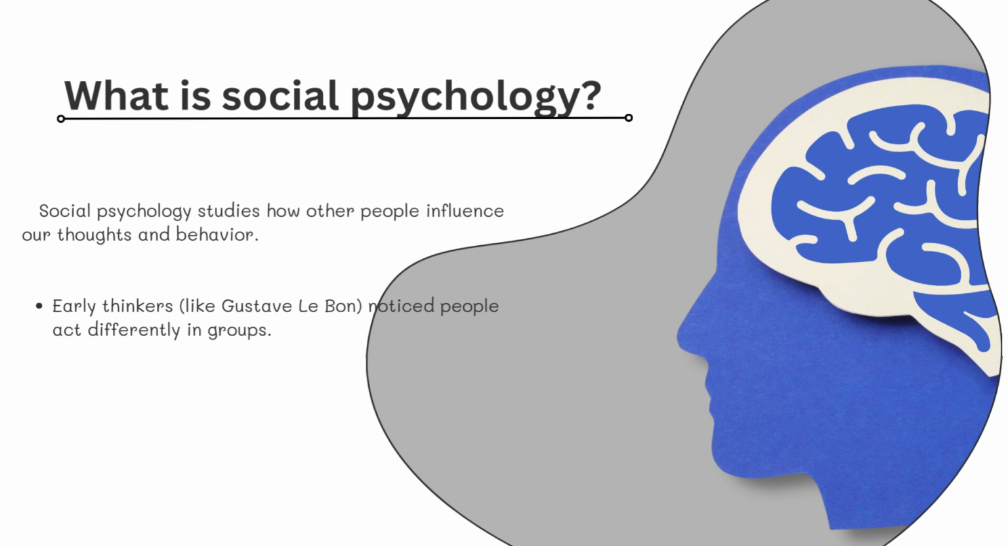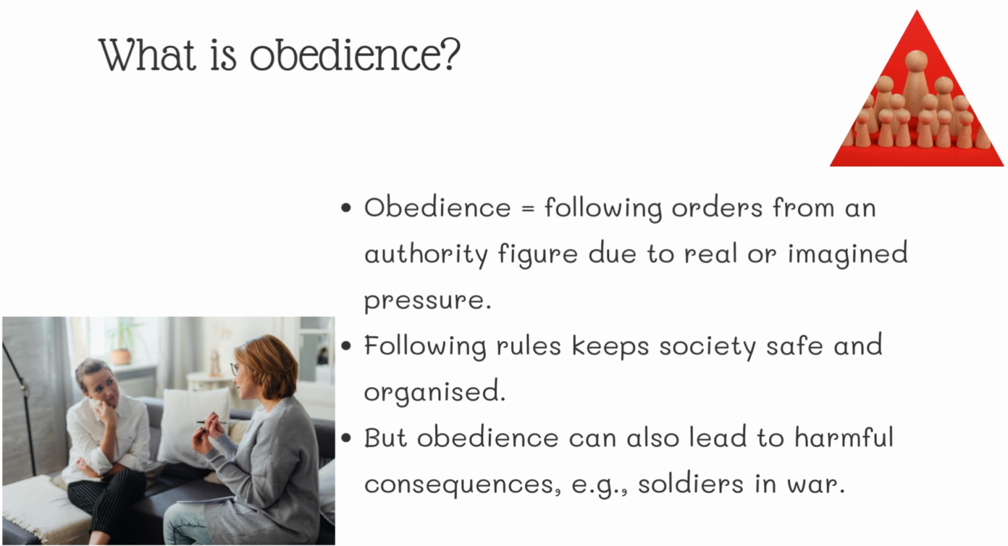What is social psychology? Social psychology is the study of how other people influence our thoughts and behaviors. Early thinkers noticed people acting differently in groups. Now that we know the definition, let's dive into the topics.